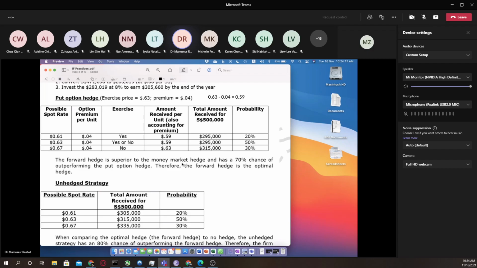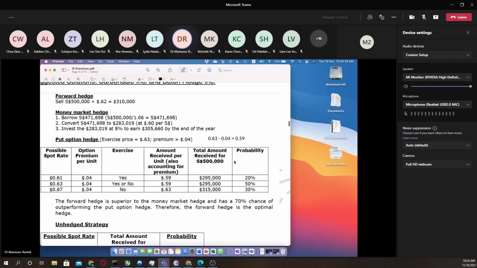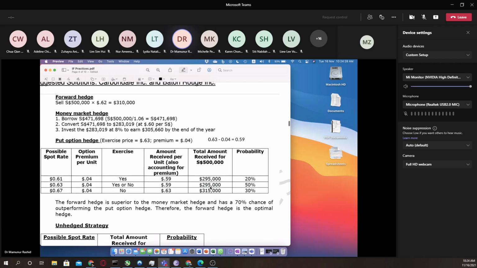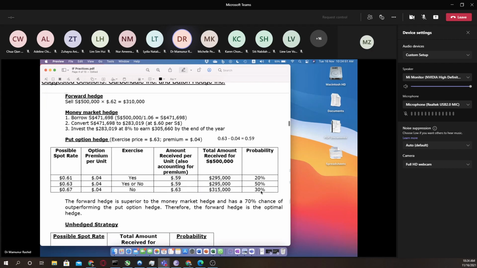So you can give an explanation of which one is more probable and what amount you are going to receive. There's a 70% chance that your receivable will be 295, whereas your money market hedge is 305 and your forward hedge is 310. So the forward hedge is the highest, 310. We can go for the forward hedge if we are a conservative company. If we are an aggressive company, you may go for the spot rate, which is 315. There's a 30% probability that 315 is going to be the receivable.